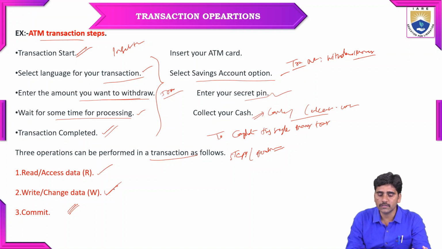Now the transaction is started. Select the language, select the savings account option, enter the amount. These all become read operations. Whenever the amount is withdrawn, a write operation is automatically performed. After completing all those operations, finally it asks you to choose another option, and you say no or yes. After that, it is committed.